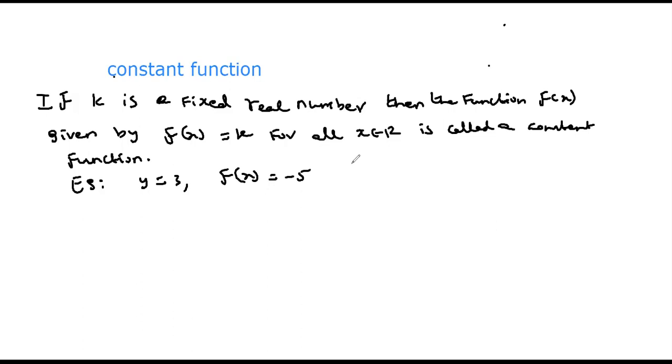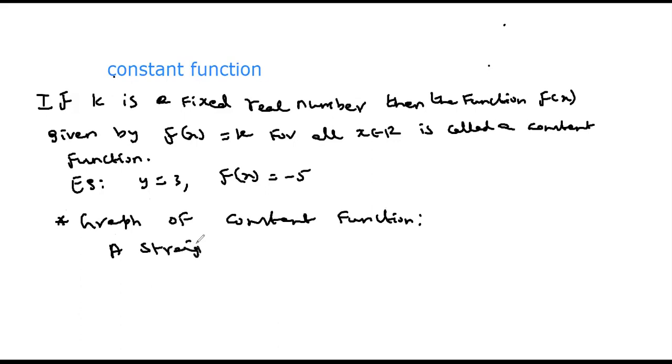The graph of constant function y is equal to f of x is a straight line parallel to x-axis. Graph of constant function is nothing but a straight line parallel to x-axis. Understood? Next we are going to see identity function.